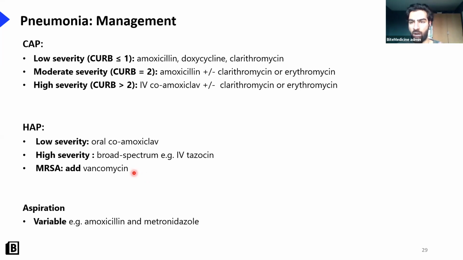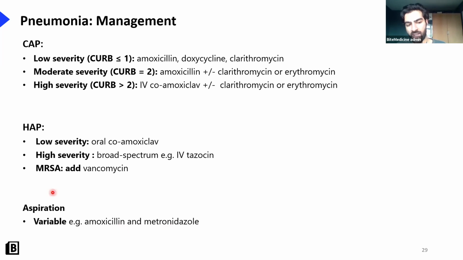We need to make sure that we cover gram-positive, gram-negative, and anaerobic bacteria. So amoxicillin is pretty good at covering the gram-positives, and it'll give you a bit of gram-negative cover. Metronidazole is really good at covering anaerobes. So that's why you can combine these 2 in aspiration pneumonia.